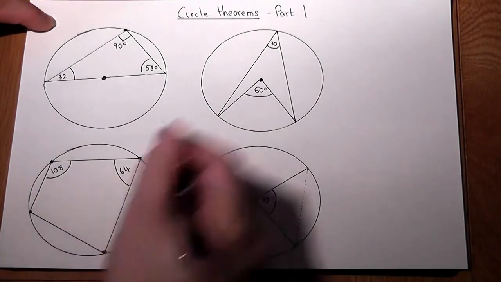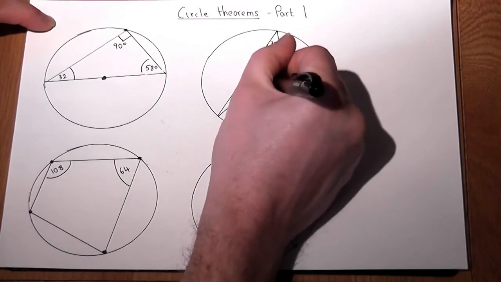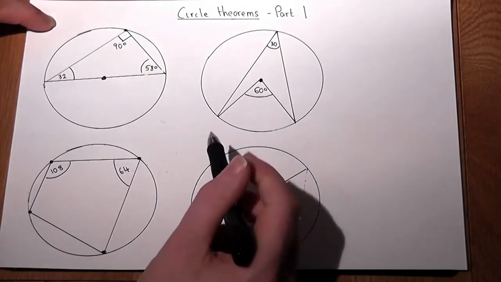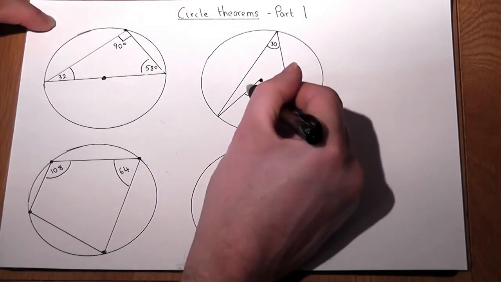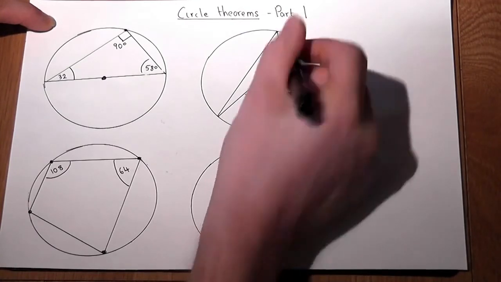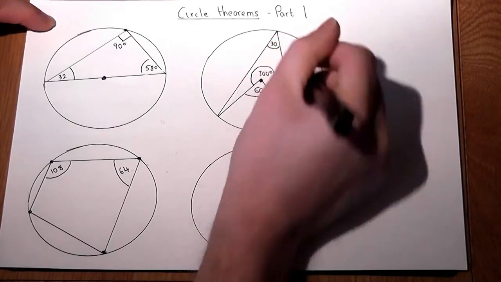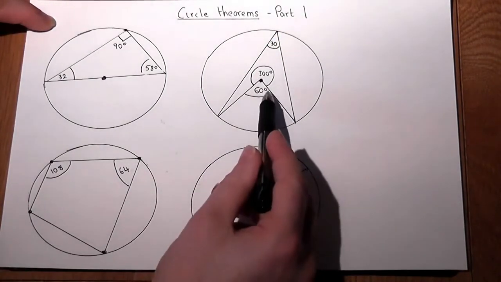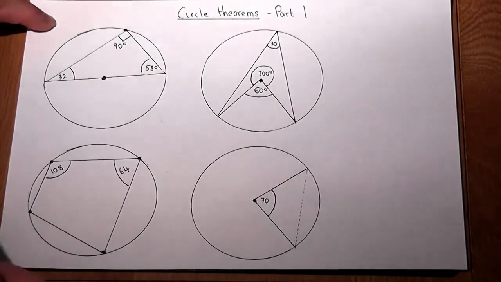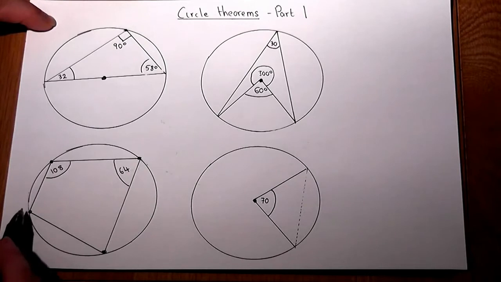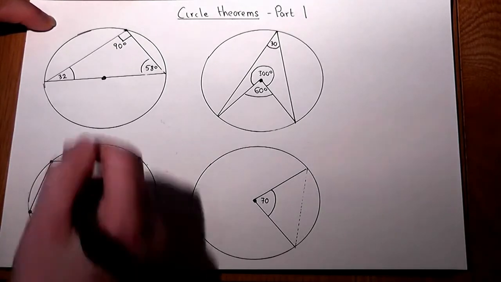We could therefore find the angle here, the reflex angle, because angles at a point add to 360, so that big angle there, for example, would be 300 degrees. So the angle formed at the centre is twice the angle formed at the circumference. Again, quite simple rules. And the third one involves what's called a cyclic quadrilateral.